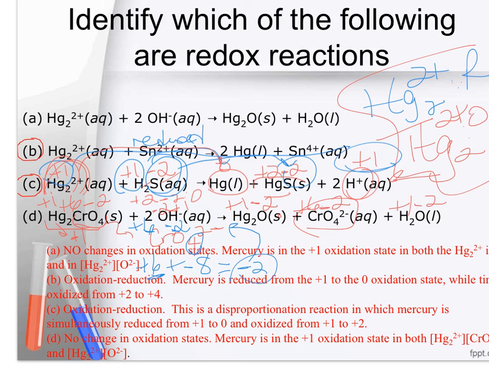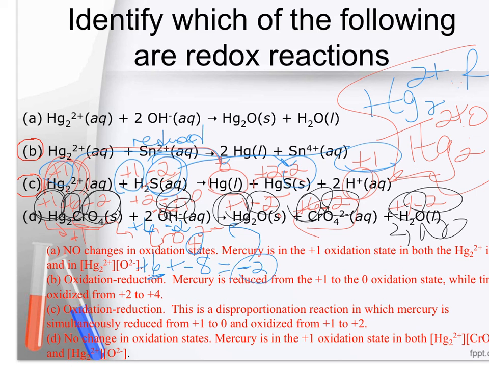Now let's compare everything. Mercury has gone from +1 to +1. Mercury has not changed oxidation numbers. Chromium has gone from +6 and it has stayed +6. Oxygen has gone from -2 in both cases on the reactant side and has stayed -2 on the product side. So let's see, hydrogen, +1 on the reactant side, +1 on the product side. No change in any oxidation numbers, so D is not a redox reaction. That is it. We have finished chapter 4.